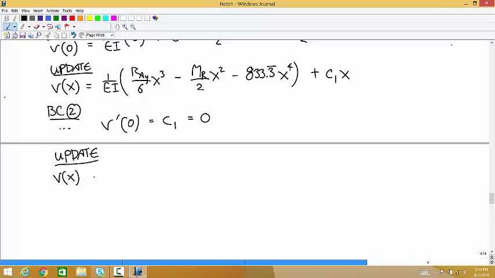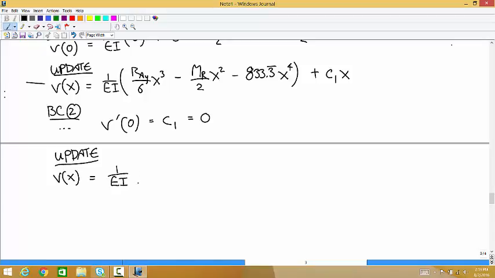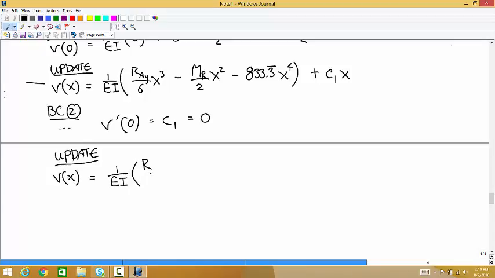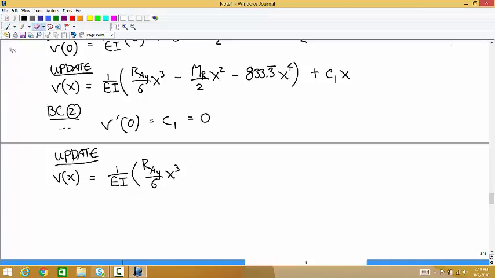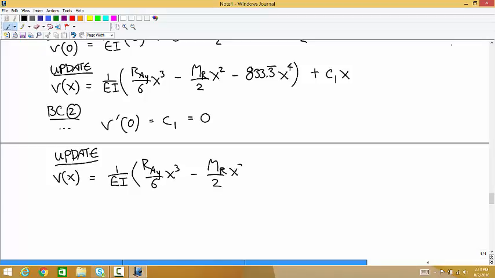and we get that the deflection is equal to 1 over EI times the quantity R-A-Y over 6 x cubed minus M-R over 2 x squared minus 833.3 repeating x to the 4th. And we don't have any of those constants left. The first two examples I did here, all those constants of integration go away. That doesn't have to be the case. That just has to do with where those joints are.